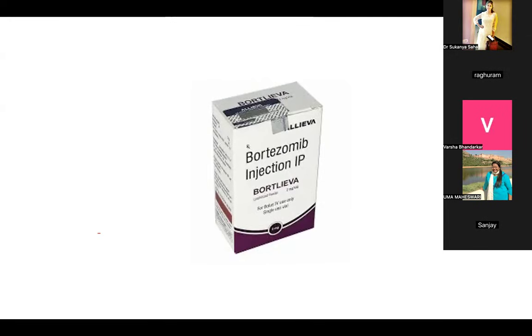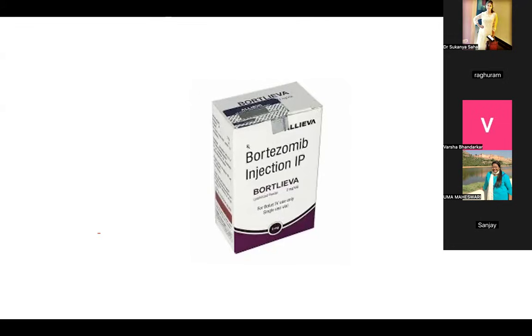It should be used with caution in patients on antihypertensives because it can cause syncope, right? And apart from that, it can also cause herpes zoster activation. So you should also give prophylactic medication for the same in the form of acyclovir.